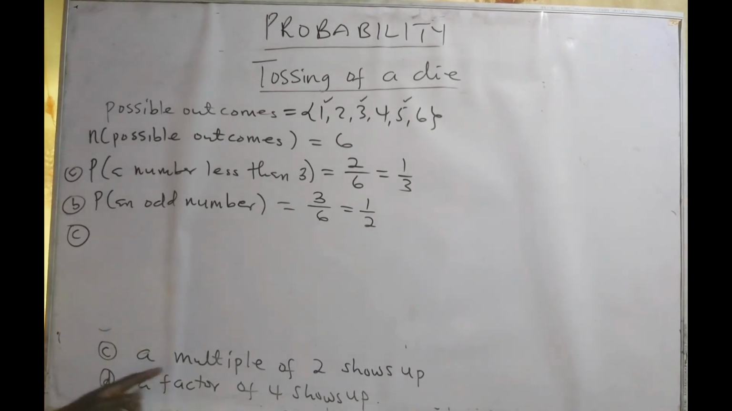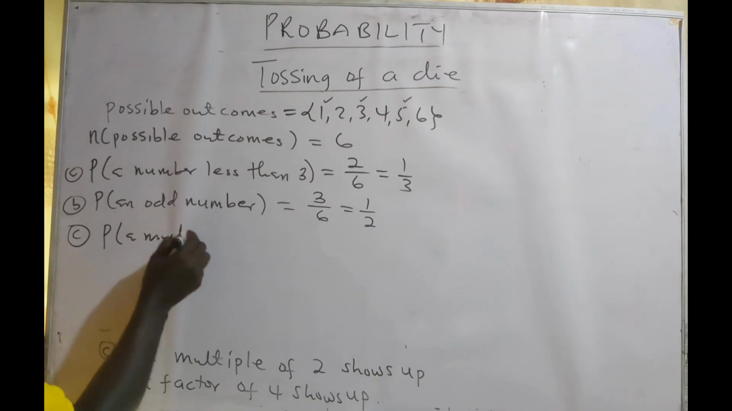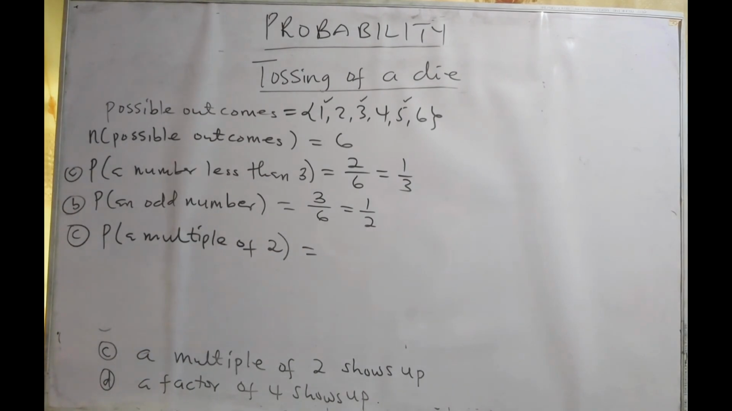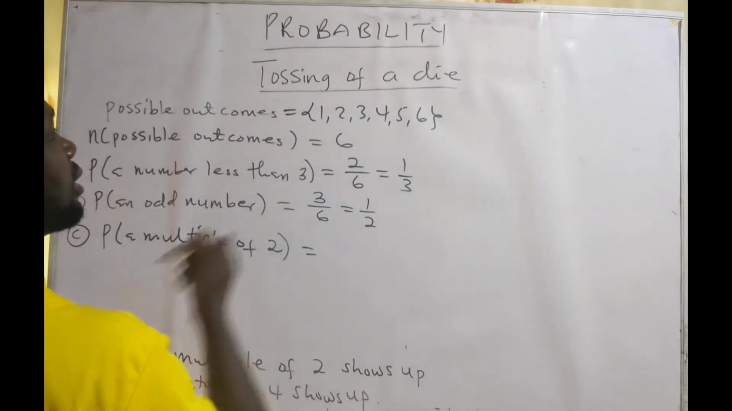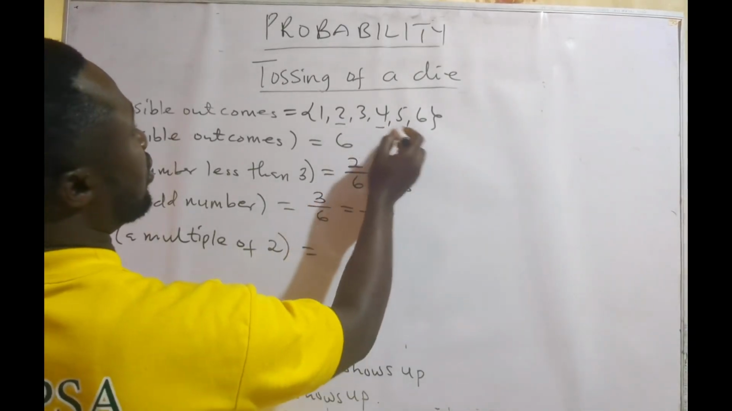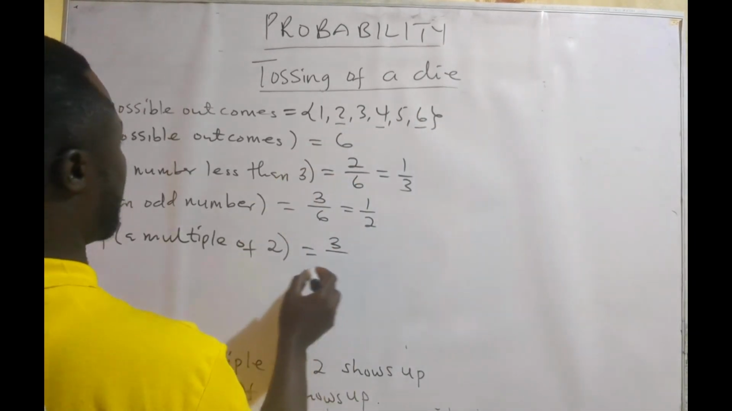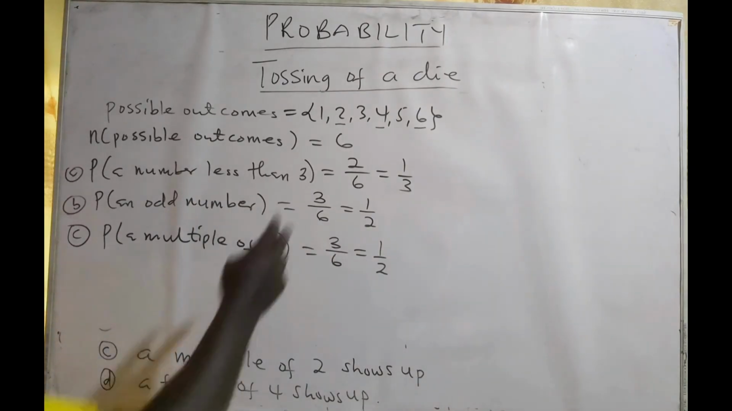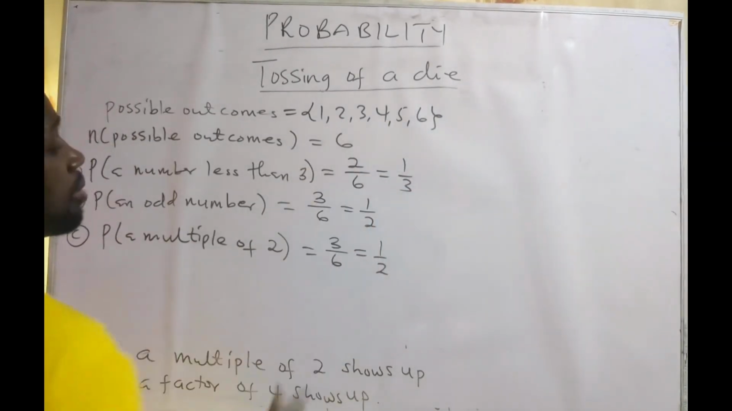Let's also look at a multiple of 2 showing up. Probability of a multiple of 2. Let's look at multiples of 2 in our possible outcomes: 2, 4, and 6. How many? 1, 2, 3. So 3 over 6, and that will give me 1 over 2. So 2, 4, and 6 are the multiples of 2.